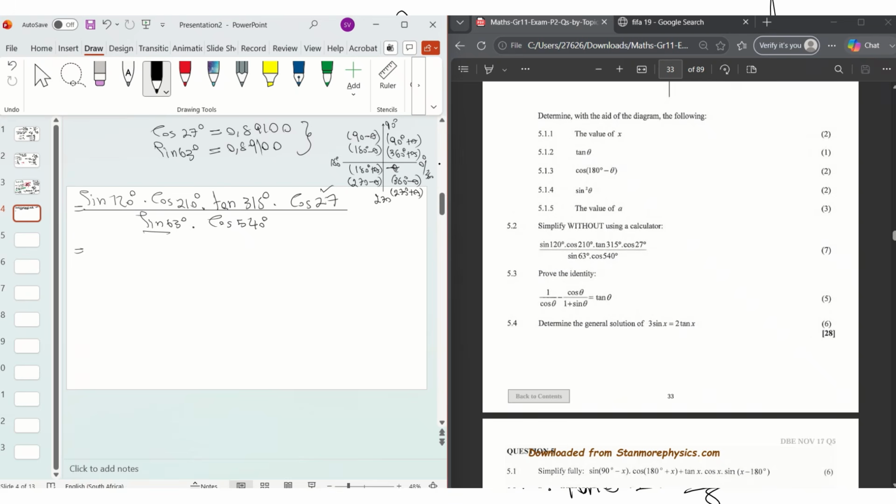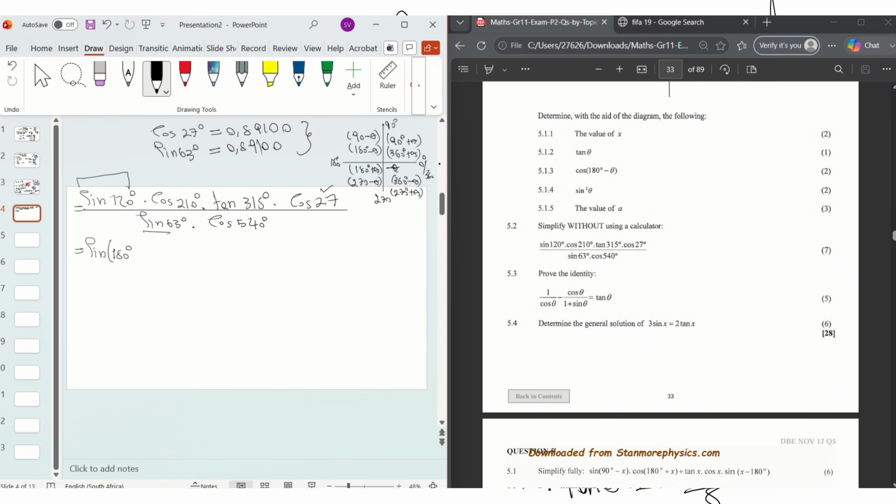Okay, so now, guys, here we have sine 120. So now we'll have to reduce that angle there. So we have sine into 180.